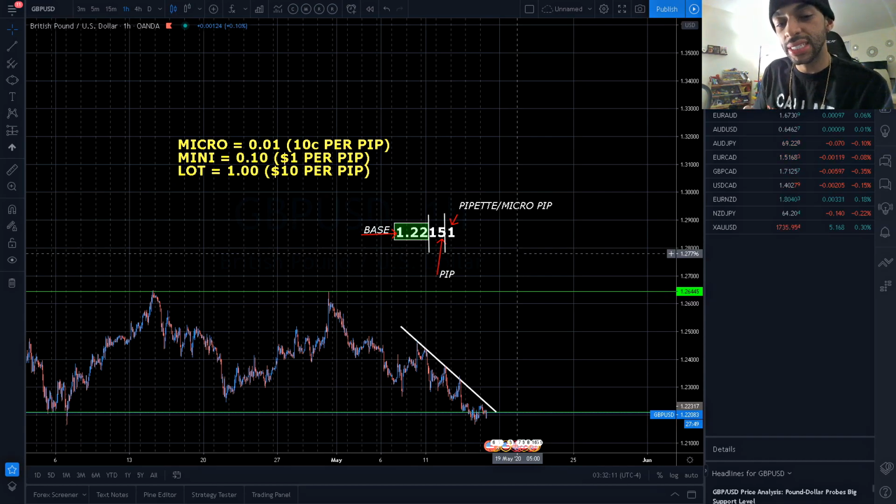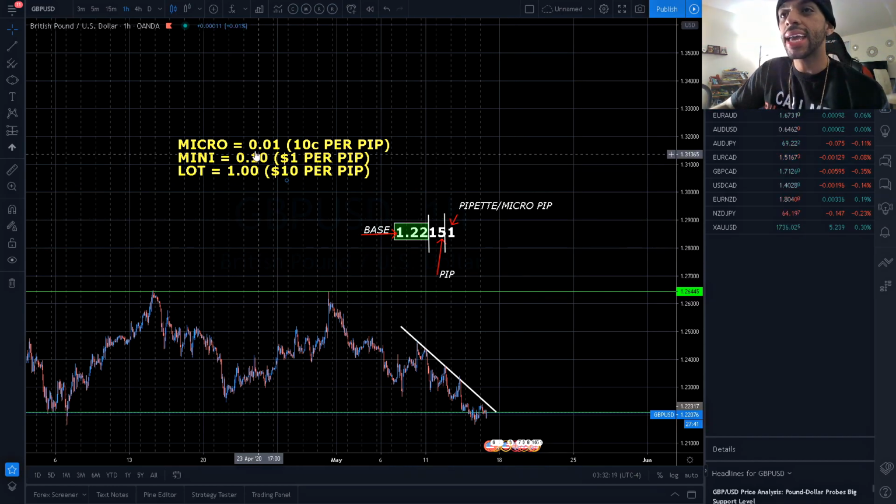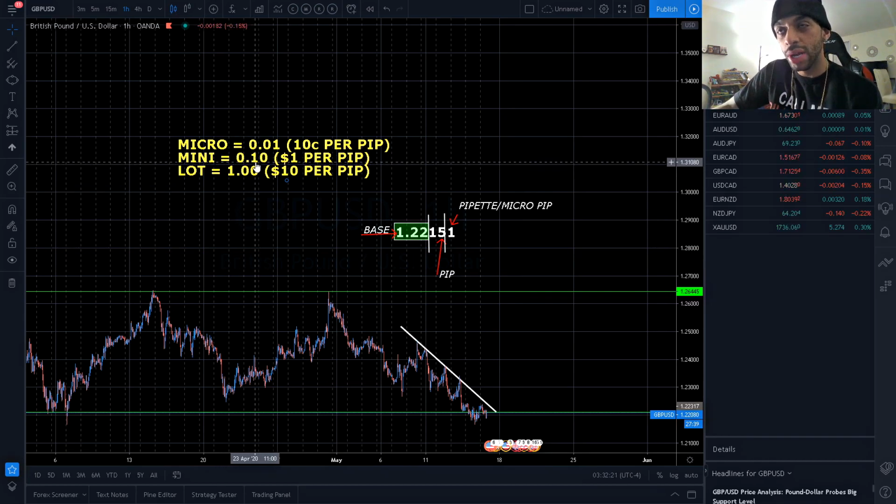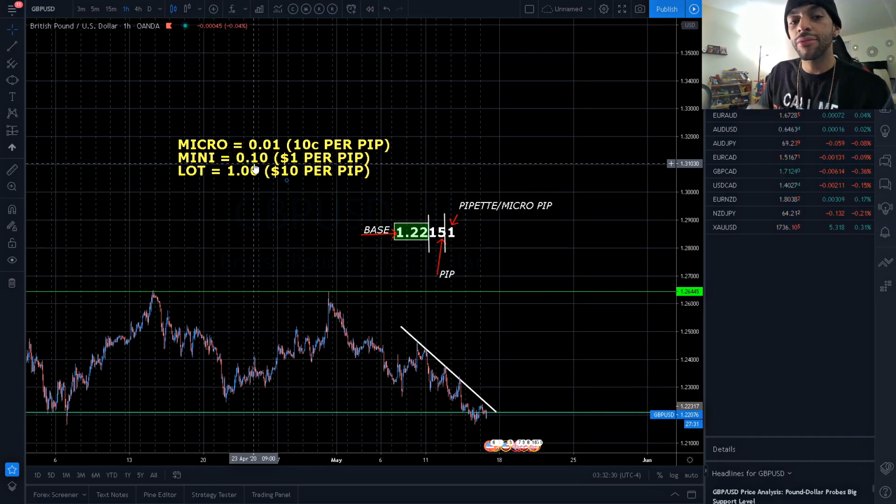And hopefully that makes sense to everybody here. If I go 5 pips in profit, that would be a 50-cent profit, right? Now, if I was trading on a mini, which is a 0.10, it looks like 10 cents on MetaTrader 4, but it's not actually 10 cents. So don't over leverage your account, right? Don't over leverage your account. So it looks like 10 cents, but in all reality, it's actually equivalent to $1 per pip.